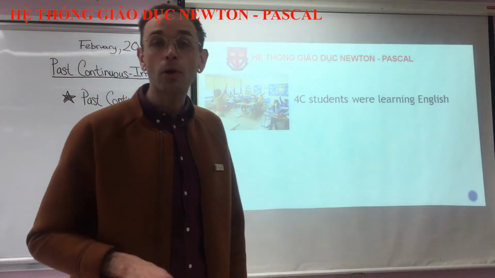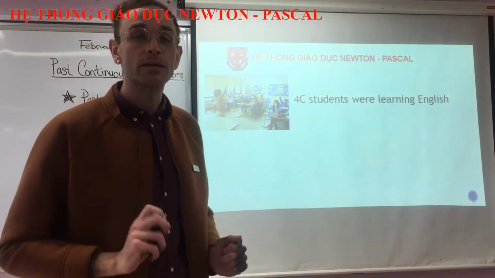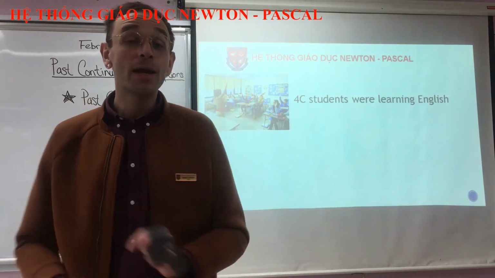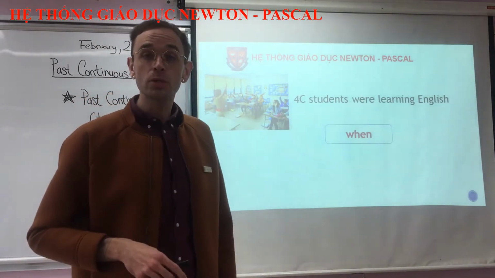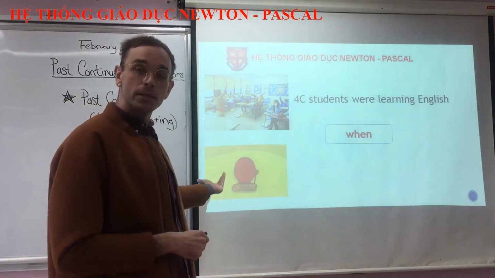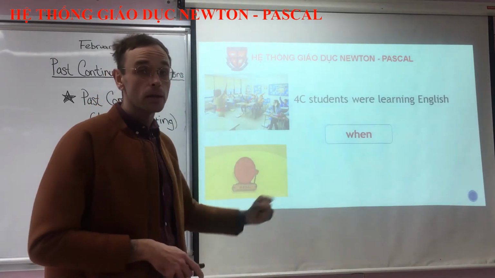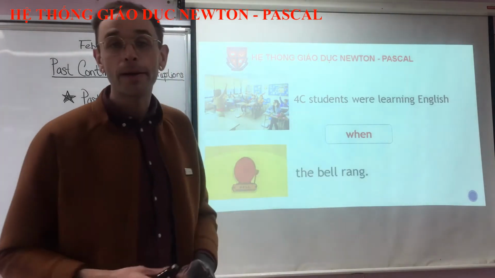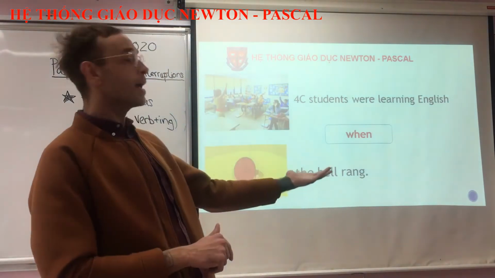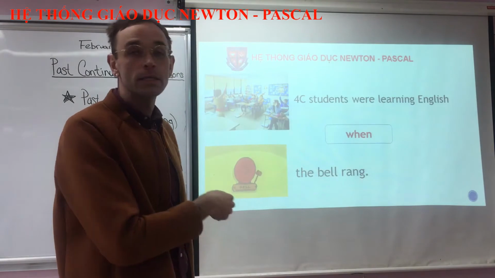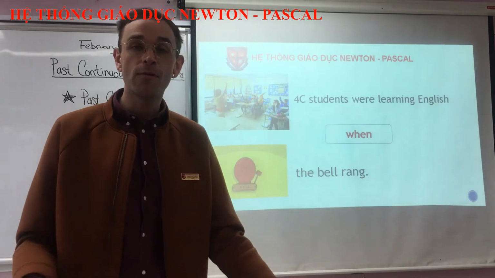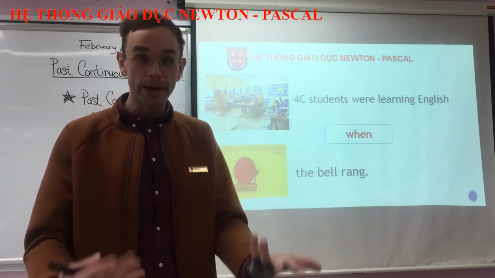So, now we need our conjunction. Now we need our linking device. What linking device do you think we should use here? That's right, when. 4C students were learning English when they got interrupted by something. What interrupted them? The bell. What did the bell do? The bell rang. So, 4C students were learning English when the bell rang. Remember, we already talked about how rang is the irregular past simple form of the verb ring.